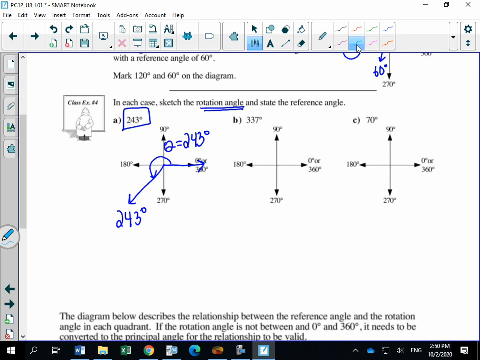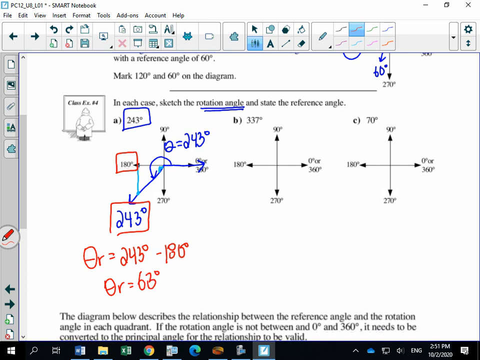The reference angle is always found in the triangle. So a point on your terminal arm, vertical line to your x-axis, and it will always make a triangle, and it will be this angle here, that's the reference angle. The numbers you use to calculate that will be this 180 degrees and 243 degrees. So theta r is equal to 243 degrees minus 180 degrees. My reference angle is going to be 63 degrees.